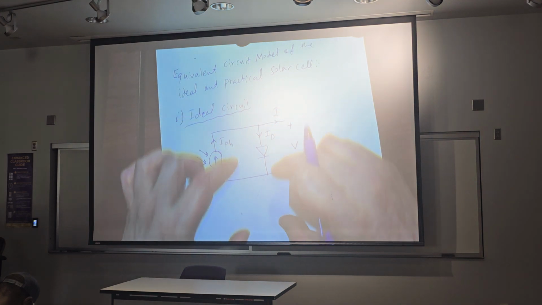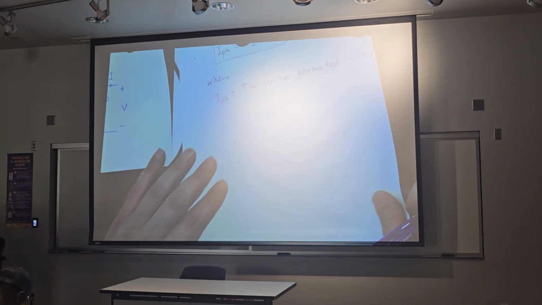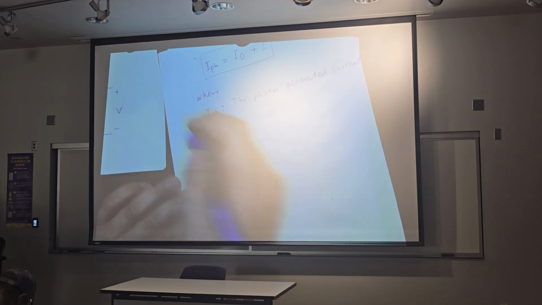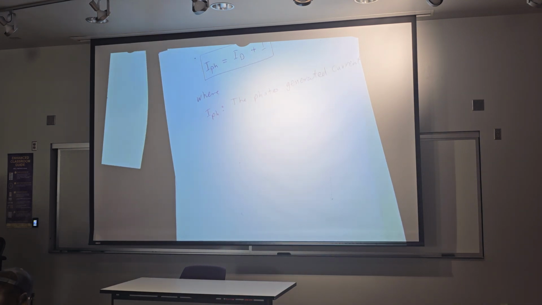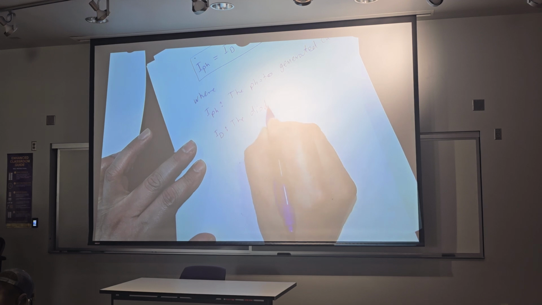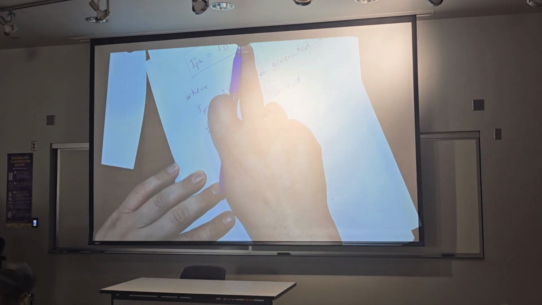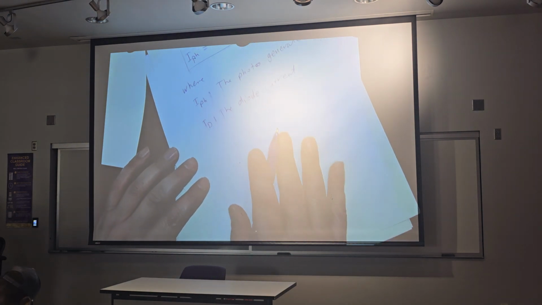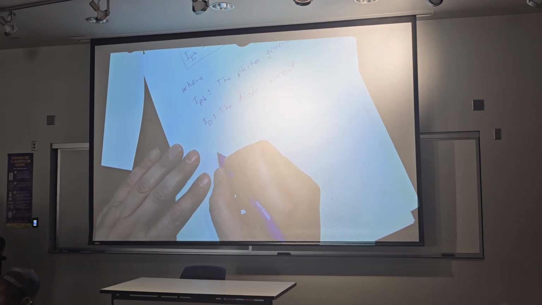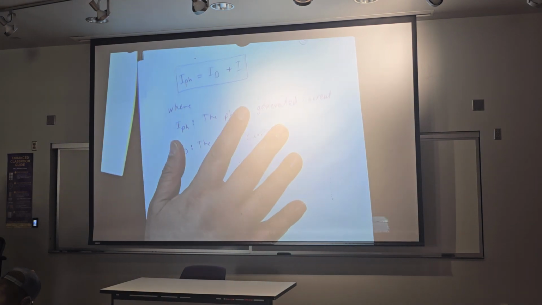Now, for this multi-circuit, we'll concentrate on one solar cell, okay, and the photo-generated current is I pH, and I diode, again, ID, the diode current, and I is the current that goes to the load. Now, I diode. Sorry, I diode.